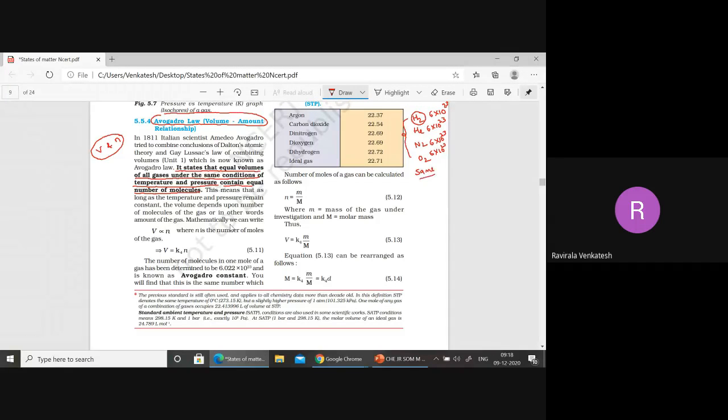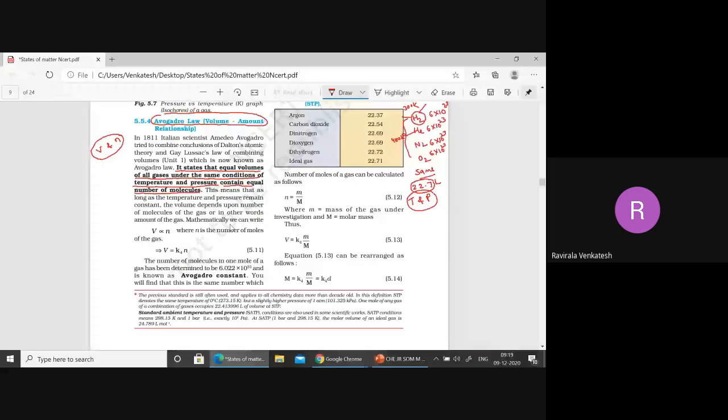So the volume occupied by hydrogen is 22.7 liters. Here also 22.7 liters. All will occupy 22.7 liters because they have the same number of molecules. But the pressure must be constant. If you maintain hydrogen at 300 Kelvin temperature, but helium at 400 Kelvin temperature, you can't say helium and hydrogen will have the same volume.